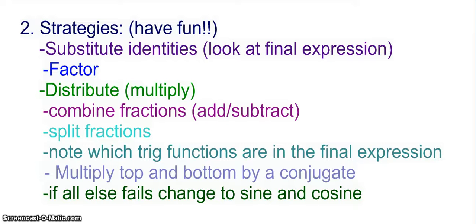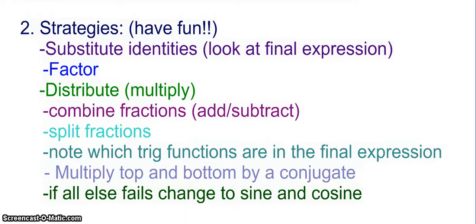Then we're going to use some of our algebra techniques, so like factoring, distributing, combining fractions, adding or subtracting fractions, splitting up fractions. So if we recognize, oh wait, I started with a single term, but the answer has two terms, then maybe I need to split up a fraction. As I mentioned before, note which trig functions are in the final expression, because that's going to help us with deciding which identities we're going to use. Maybe multiply the top and the bottom by a conjugate if you need to. Sometimes that is a thing that can create the difference of squares, which sometimes leads to our Pythagorean identities.